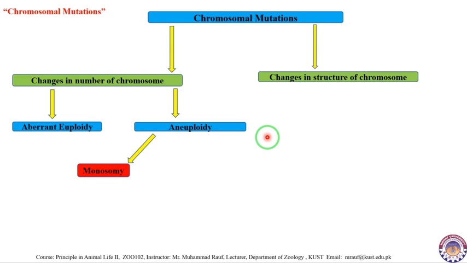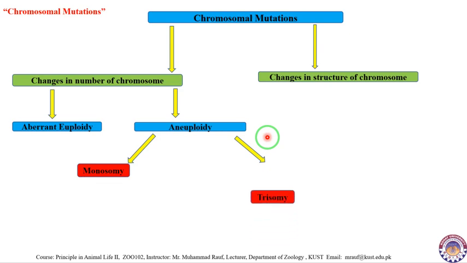Just as we said earlier, during meiosis, sometimes both the members of a homologous pair enter one gamete. So in such cases, two gametes will be formed. One will have 22 chromosomes, the other will have 24 chromosomes. A gamete having 22 chromosomes is fertilized by a normal sperm. So the chromosome complement of that fertilized egg will be 45, 2n minus 1. So this is called monosomy.